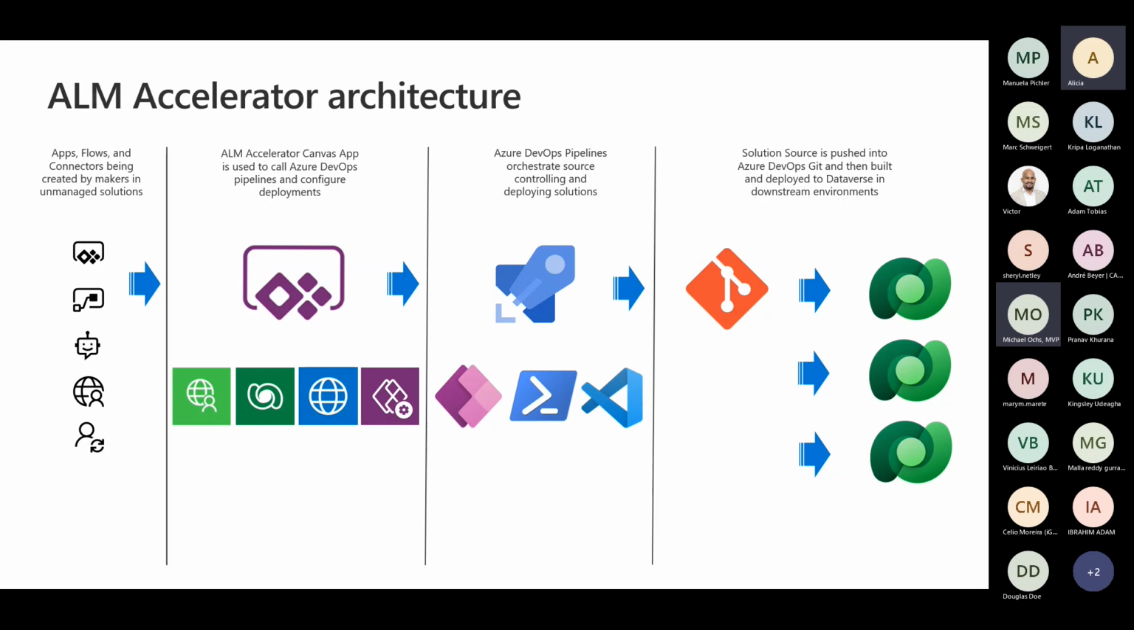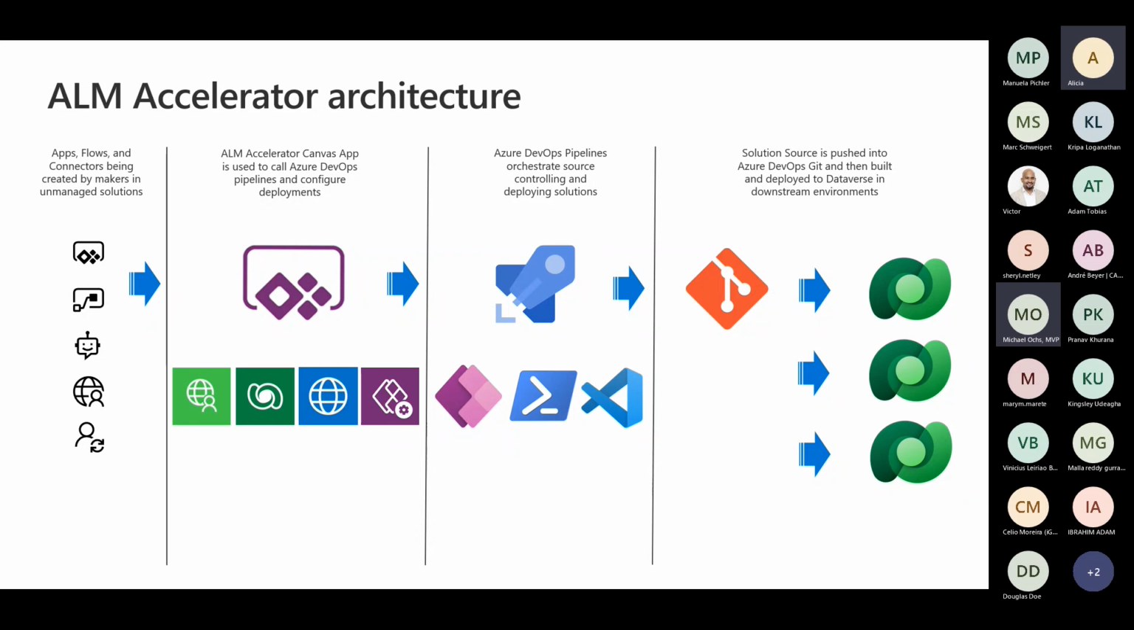But if you weren't on the call last week, the ALM Accelerator is effectively what drives our release process with the CoE Starter Kit. So the ability to source control solutions, the ability to package up those source controlled solutions and deploy them into downstream environments, the ability to create releases in GitHub on a monthly basis, all of that is handled by the ALM Accelerator.